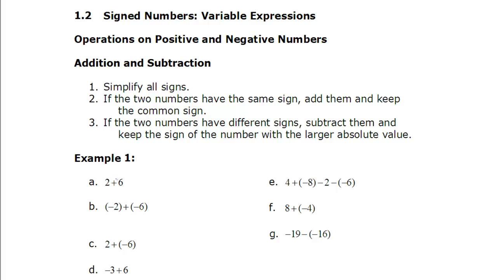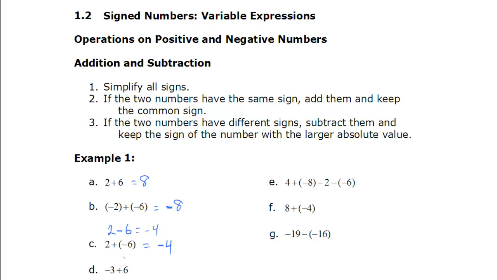So here we just have regular addition. 2 plus 6 is 8. Negative 2 plus negative 6, since they're both negative, the answer is going to be negative 8. Here we have a positive and a negative. There's two ways to consider that. We can just add them. The biggest is negative, so it's going to be negative 4. Or a positive and a negative you can think about as 2 minus 6, which is also minus 4.